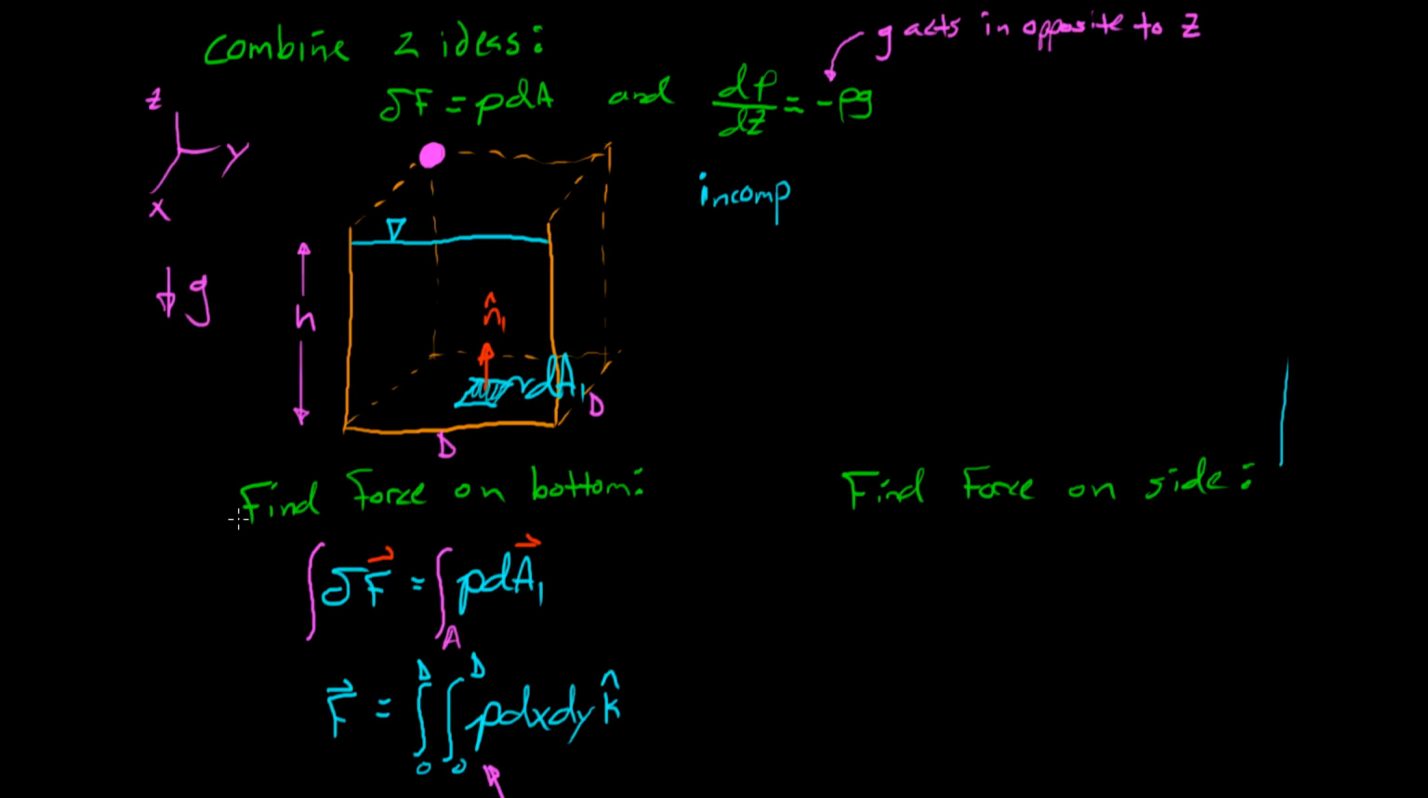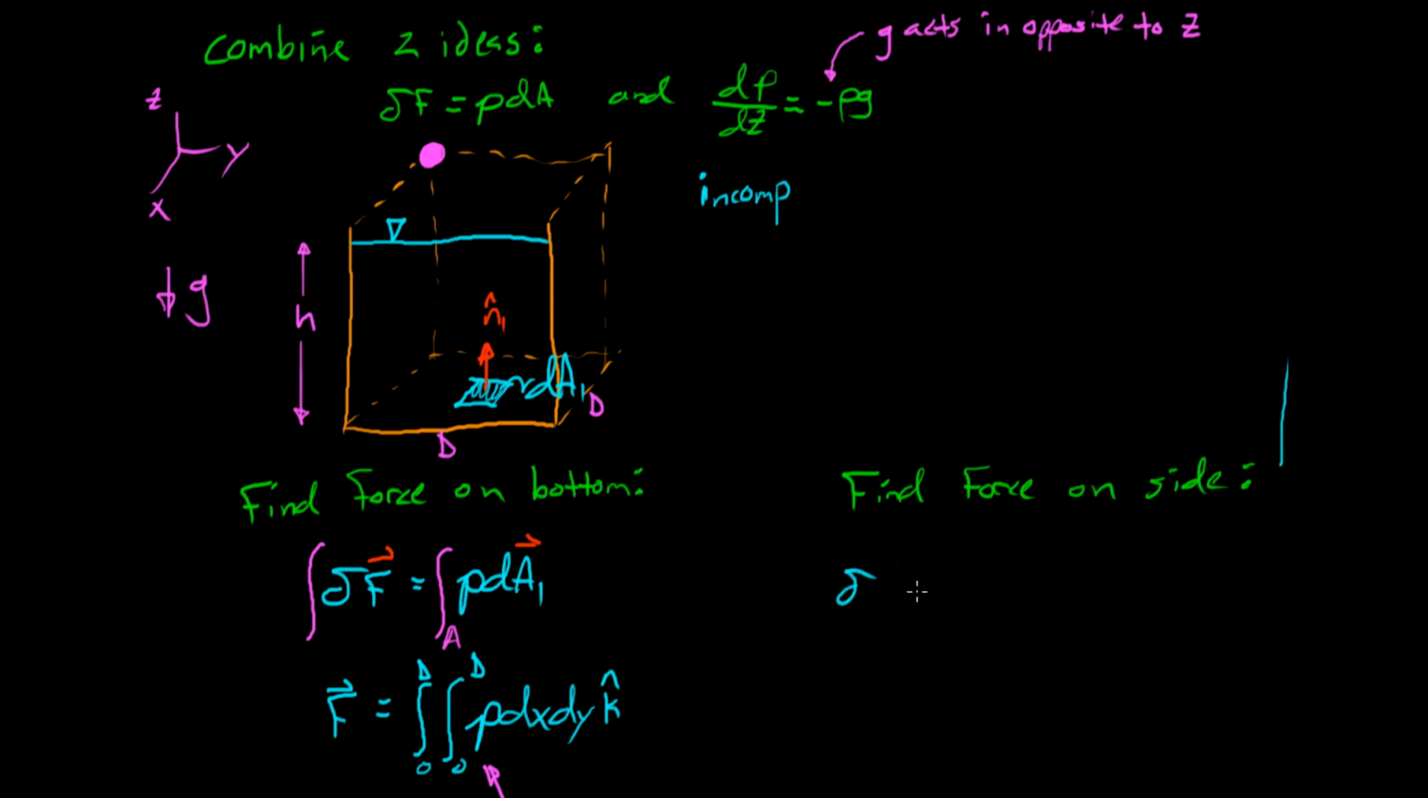So in our last example, we found the force on the bottom of the tank using these two concepts: the differential pressure times differential area, and that the pressure varies according to the differential equation dP/dz is equal to minus rho g. Now what we're going to do is find the force on the side of the tank. And so we're going to follow a similar approach.